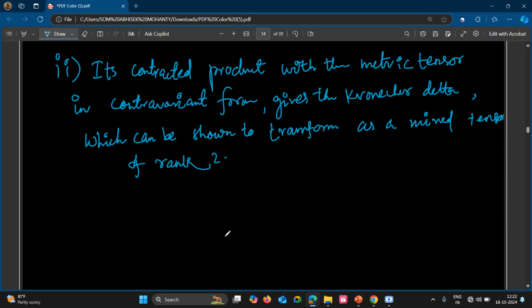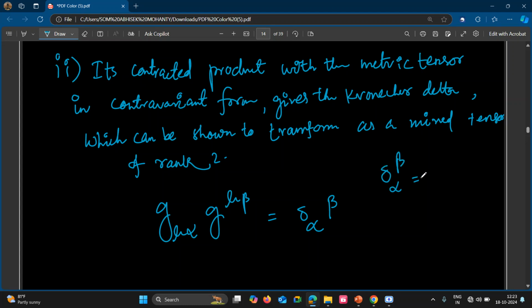So I can write g covariant mu alpha times g contravariant mu beta equal to delta alpha beta. This will result in a Kronecker delta, not g alpha beta. Delta alpha beta is 1 when alpha is equal to beta, and 0 when alpha is not equal to beta.